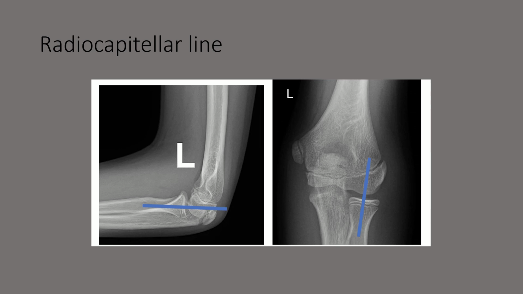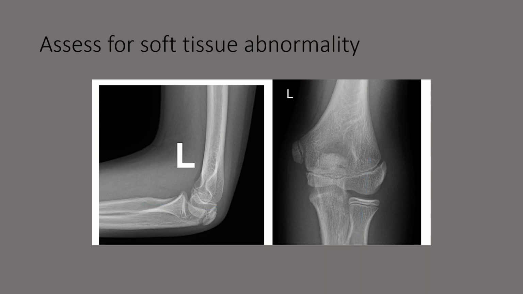This slide demonstrates the radiocapitellar line on frontal and lateral views. Next, assess for soft tissue abnormality. This slide demonstrates normal frontal and lateral images of an elbow.